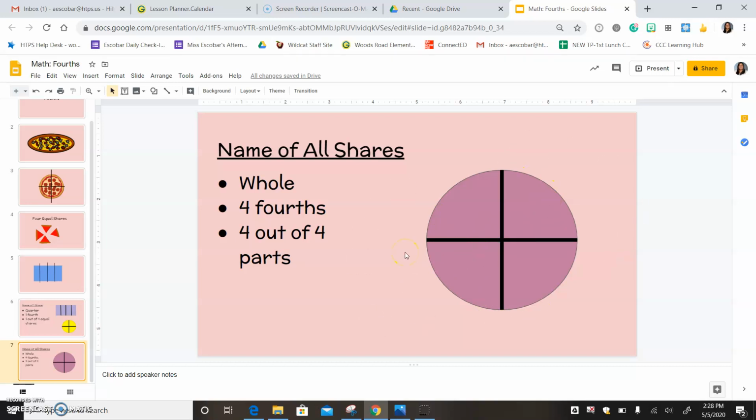All right, boys and girls, your job today is to go to the Google Slides and you are going to sort shapes into fourths. All right, have fun, first graders.